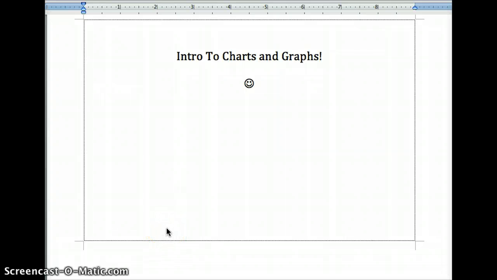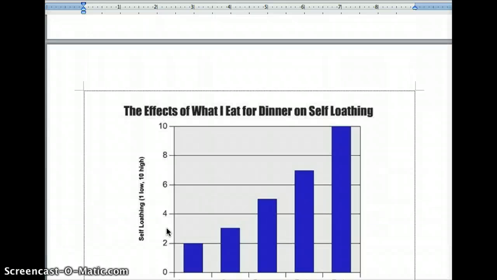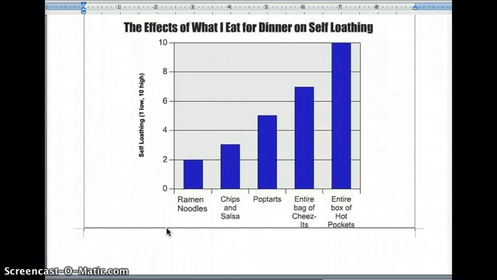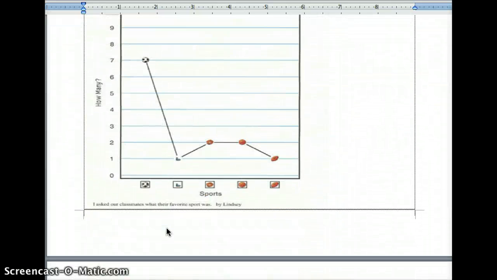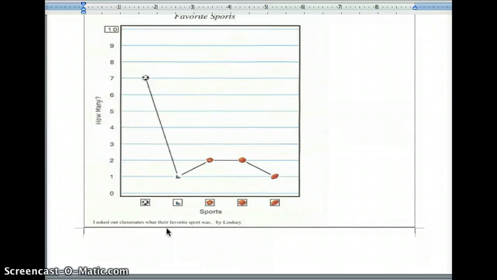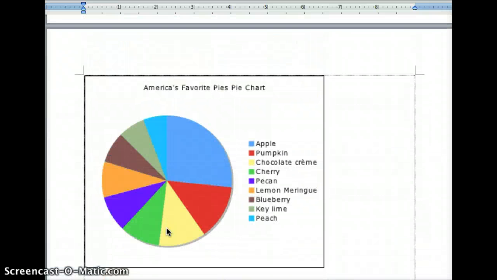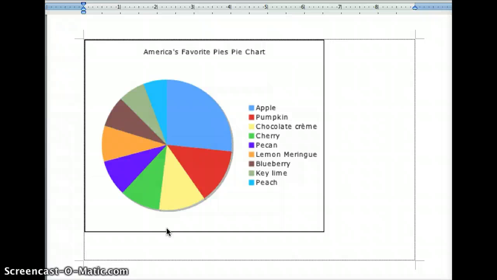There are many different types of graphs. Some of them include bar graphs and line graphs, just to name a few, but the one that you're going to be working on analyzing is called a pie chart or a pie graph. Here are some tips to help you analyze this pie graph and to do your best on your research today.